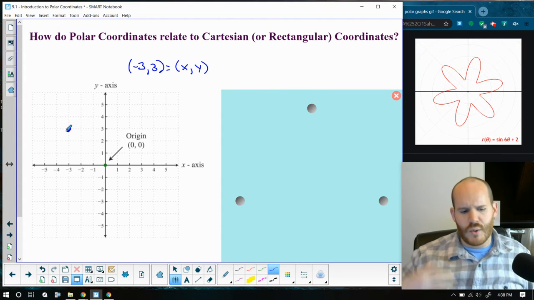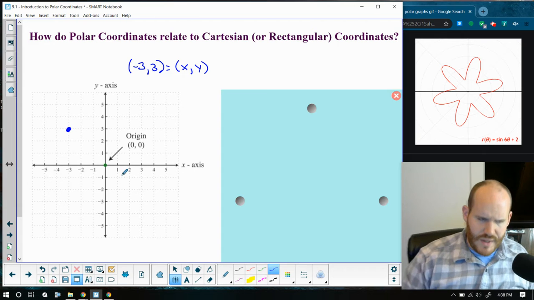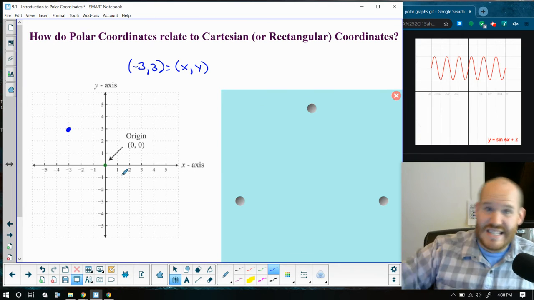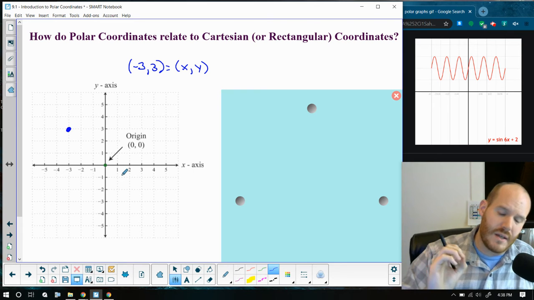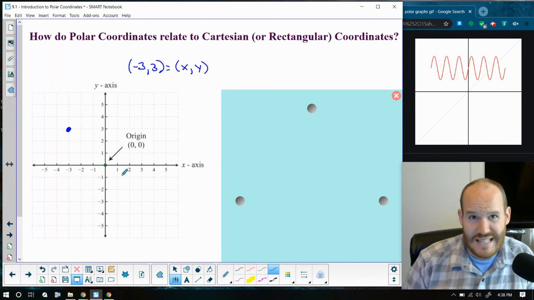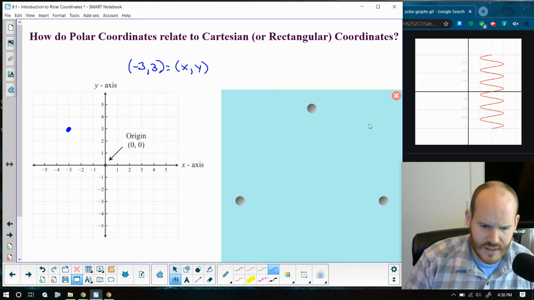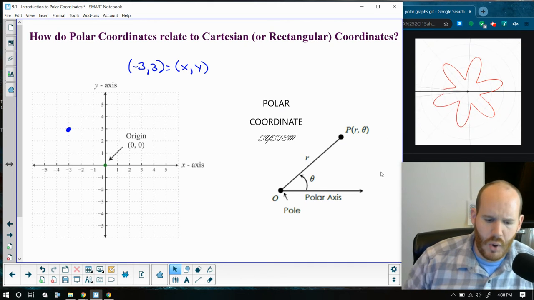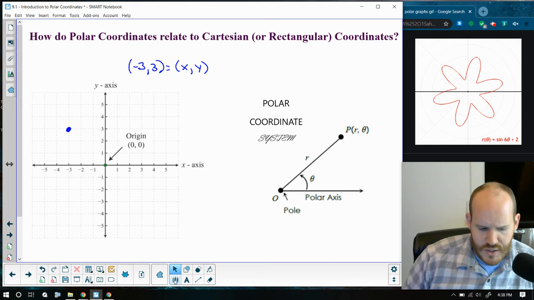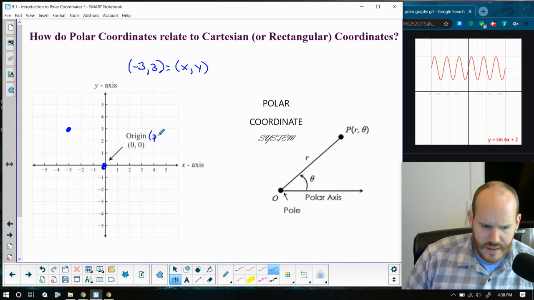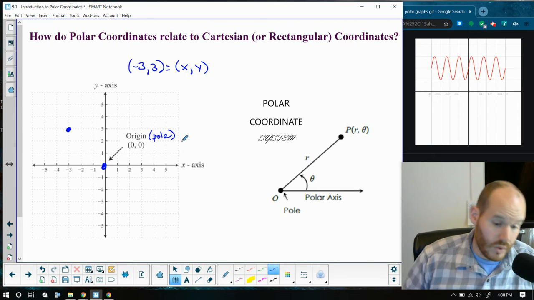Okay, so now the polar system, rather than having a left, right, up, down direction, uses a distance from the pole and an angle at which that distance is directed. Okay, so what that looks like is this. So the pole corresponds to, in this Cartesian system, the origin. So the origin is the same as the pole in polar coordinates.